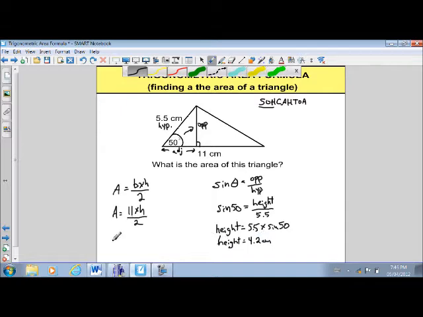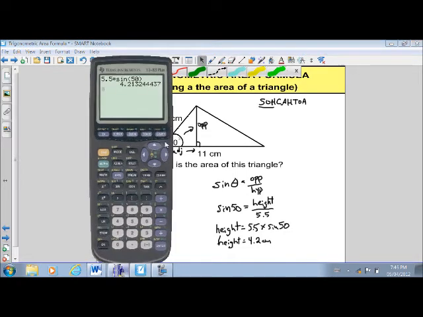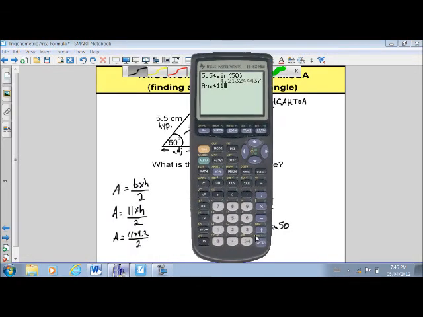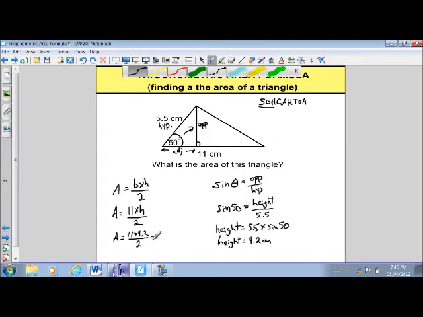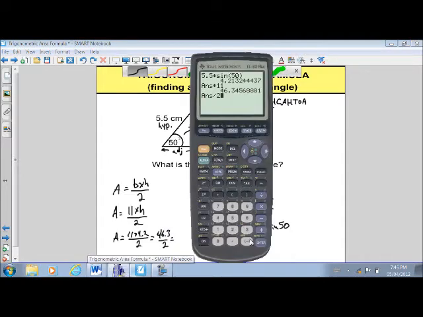And now we can just go over here and fill in our height of 4.2. So we'd have 11 times 4.2 divided by 2. And again, we can bring up our calculator. 5.5 times the sine of 50 times 11 gives 46.35. Notice I just left my value here. That way, even though I only wrote down 4.2, it uses our more precise calculation. So it gives us 46.35, divided by 2, and we can find our area here. So 23.2. I'll just go to 1 decimal.